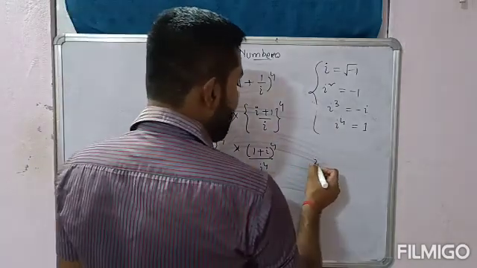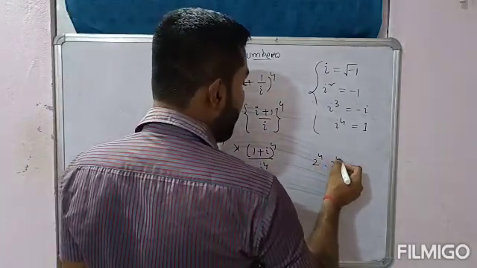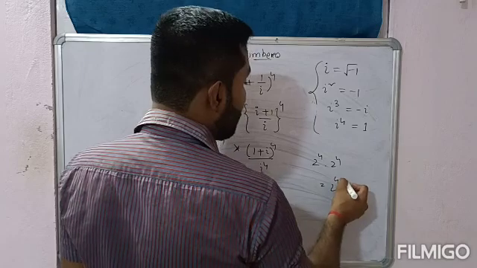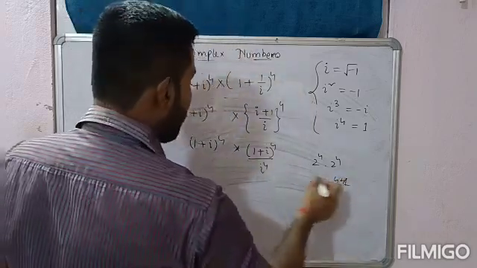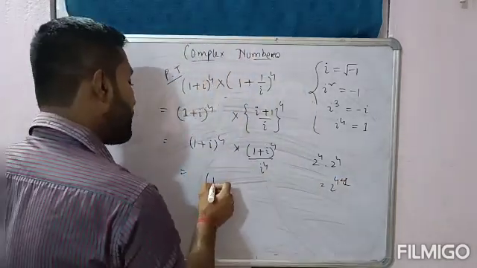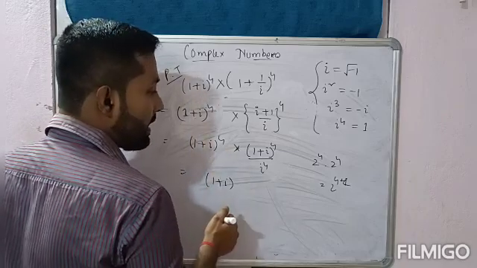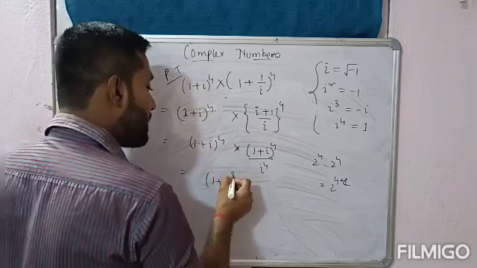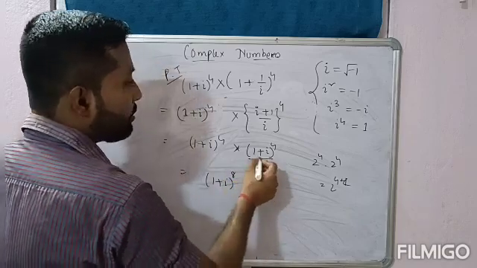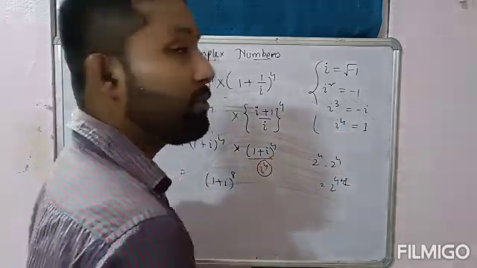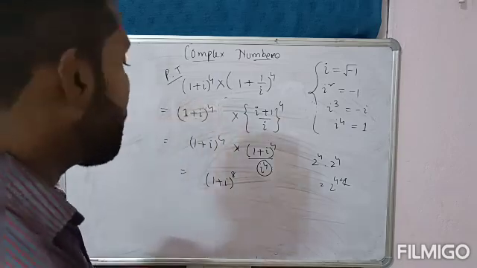Look at here, 2 to the power 4 into 2 to the power 4, what can we write? 2 to the power 4 plus 4. Yes, similarly 1 plus i whole thing to the power 4 can be written as 1 plus i whole thing to the power 4 is there. So here 2 to the power 4 plus 4 will be 8, and in the denominator the i to the power 4, the value of i to the power 4 we all know is equal to 1.